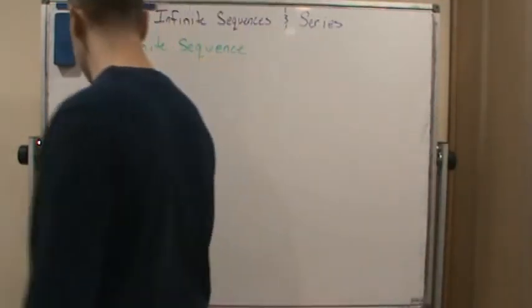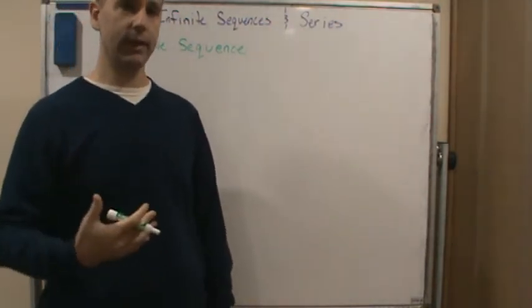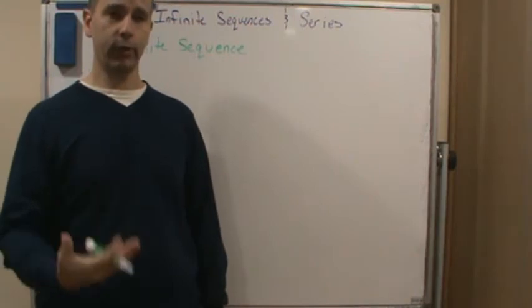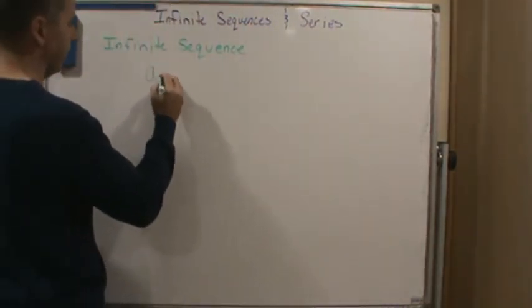So what is an infinite sequence? An infinite sequence is nothing more than an ordered list of numbers that go on for infinity. So we can represent that ordered sequence as such.